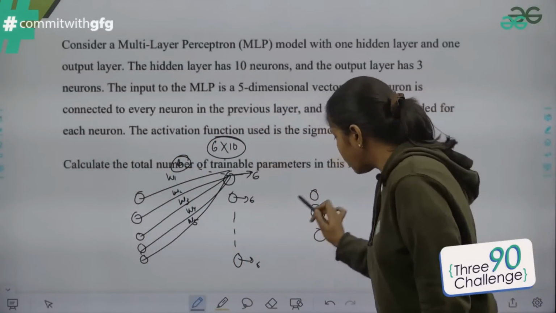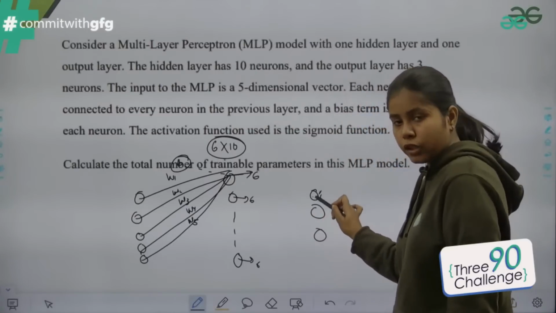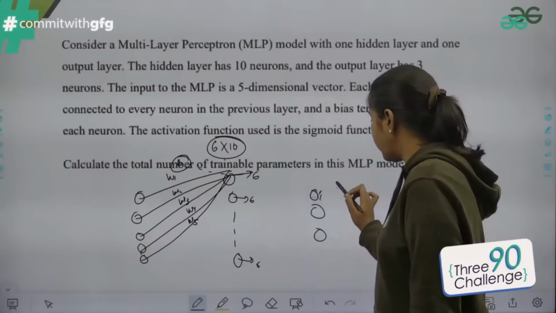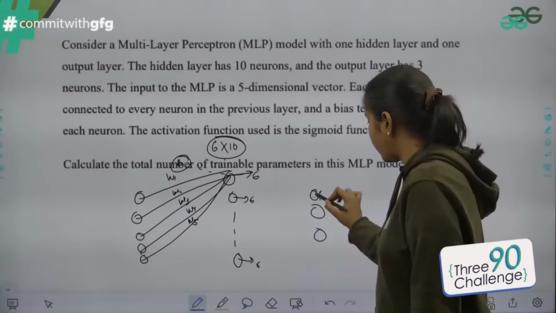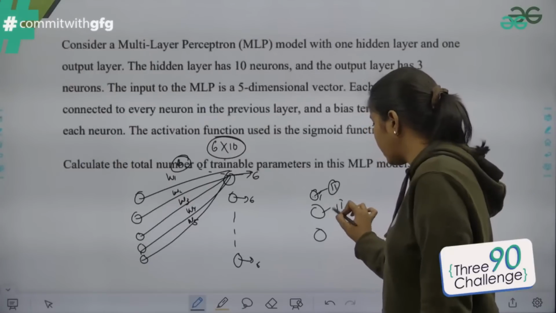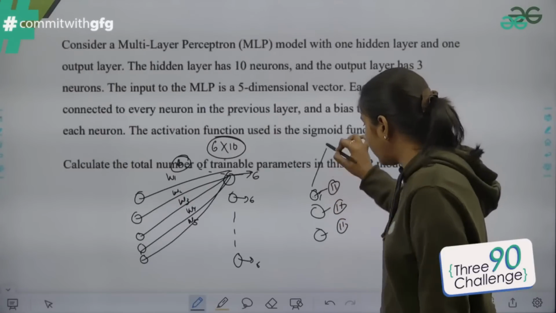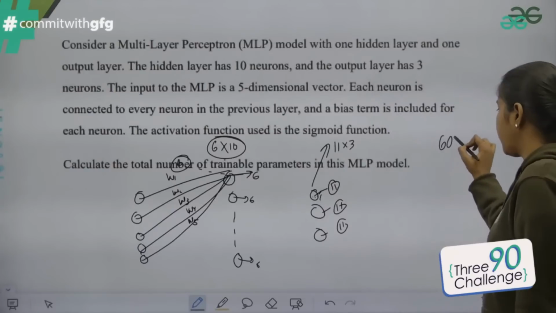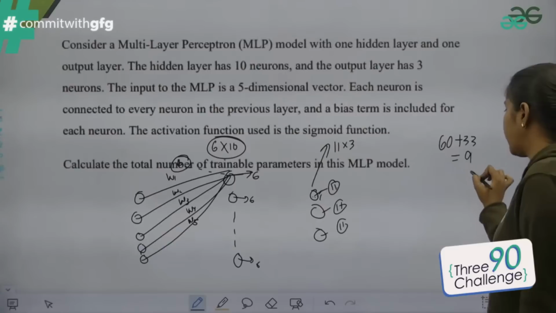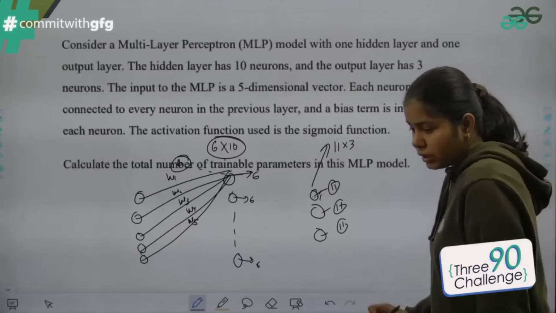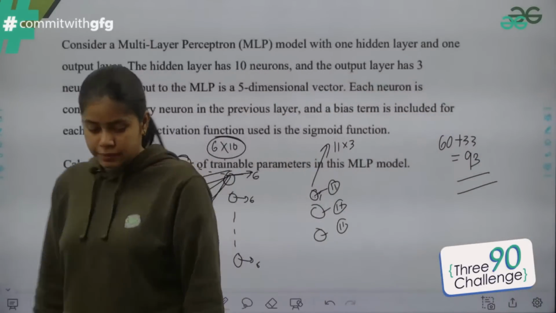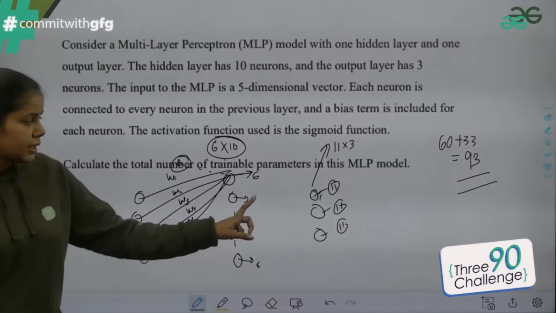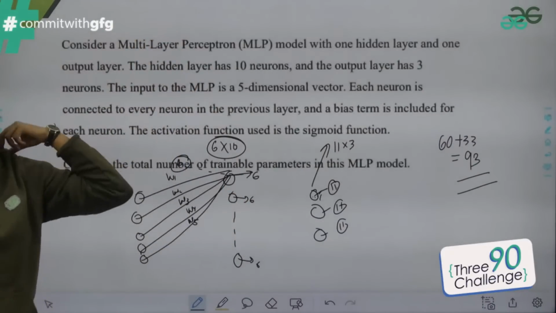Now these 10 neurons get connected with each neuron of the output layer. So 10 weights and one bias term. For this one we have 11, for this one we have 11, for this one we have 11. So in this layer we have 11 into 3, that is 33. So 60 plus 33, the total number of trainable parameters would be 93. So 93 would be the correct answer. Total trainable parameters in this multi-layer perceptron would be 93.